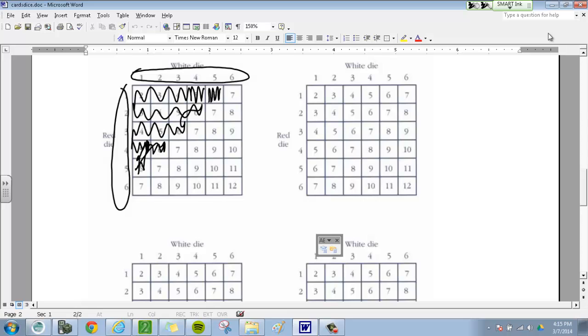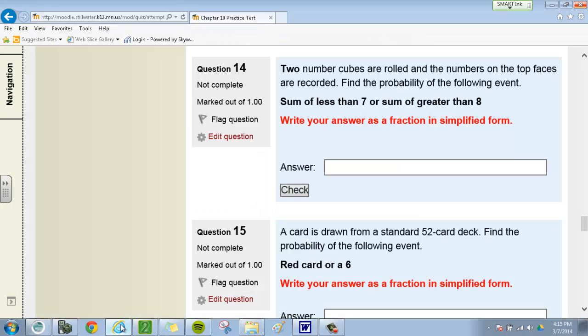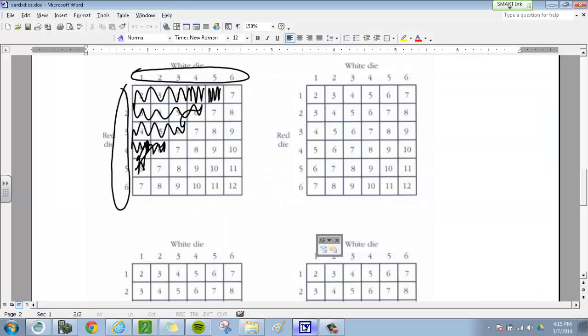Right, okay. And I think, what else do they want? Sum was less than 7 and greater than 8. So we'll go back to it, greater than 8. So we're pretty much just not shading the 7s and the 8s, it looks like.